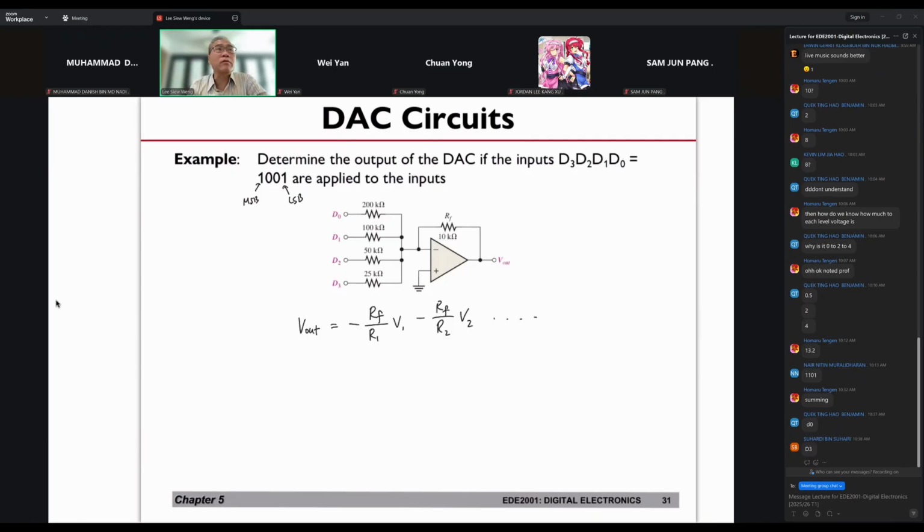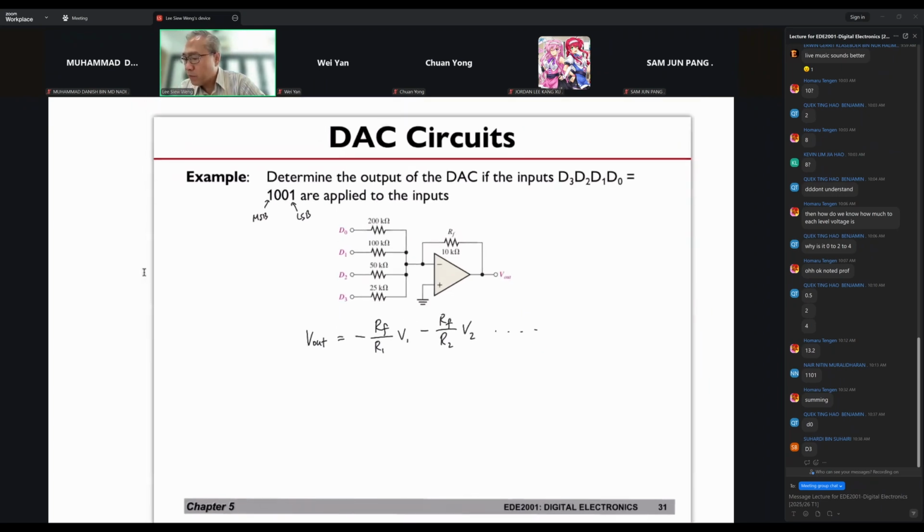The smaller the resistor value here, that means you will have a bigger weight, a greater weight. Okay, so please take note of that, right? So which one should give you a bigger weight? It will be D3. Okay, D3 will give you a bigger weight, right? So I'm going to show you how to do a calculation here.